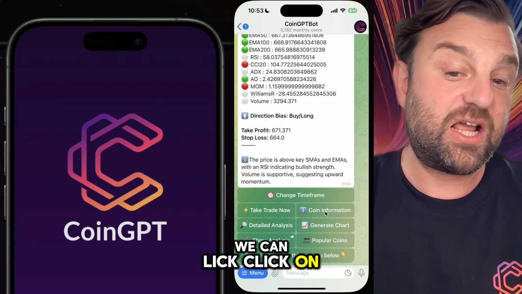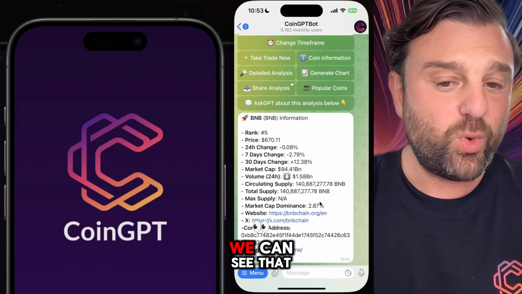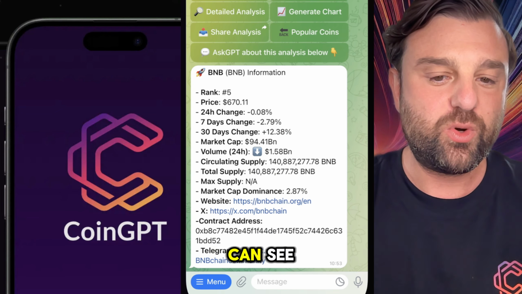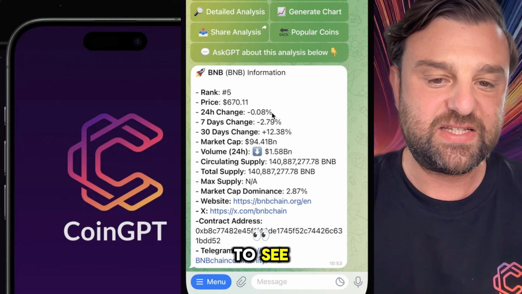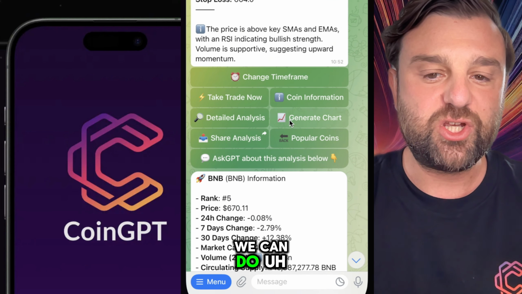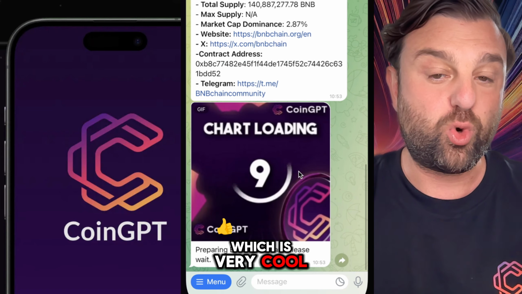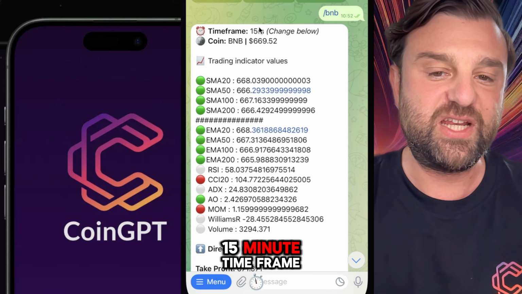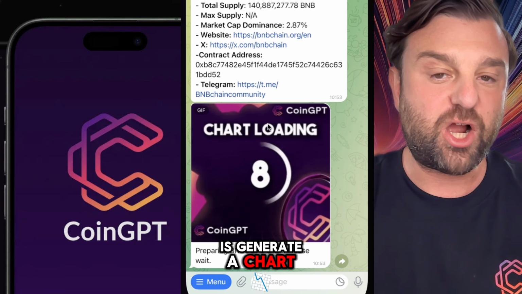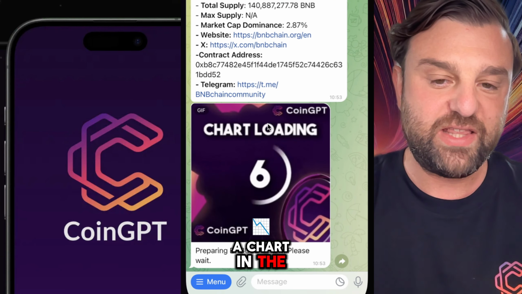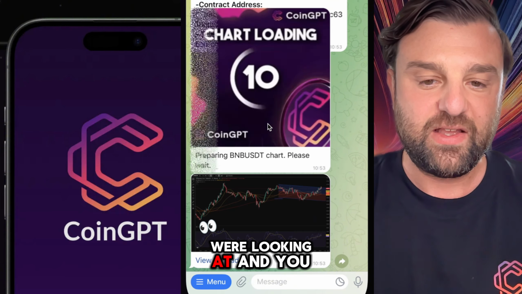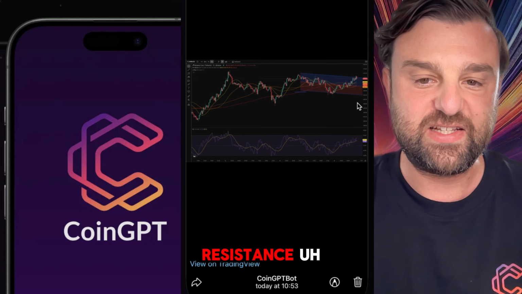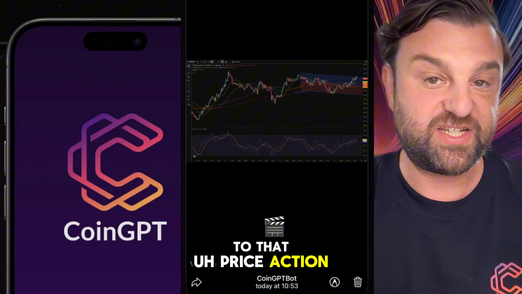We can click on coin information. We can see that the trading volume is down recently, the market cap. We can see all the helpful links that we may need to see. And the other thing we can do, which is very cool, in our chosen time frame, so bear in mind we're now on the 15-minute time frame, is generate a chart. And it will generate a chart in the time frame that we were looking at. And you can see it will give some kind of support and resistance to that price action as well.